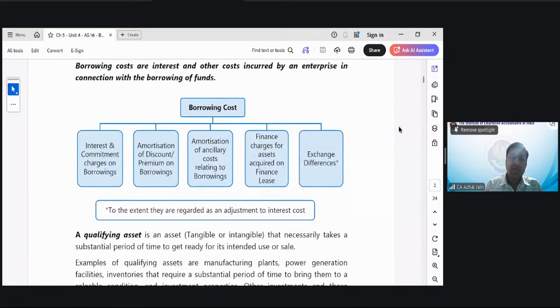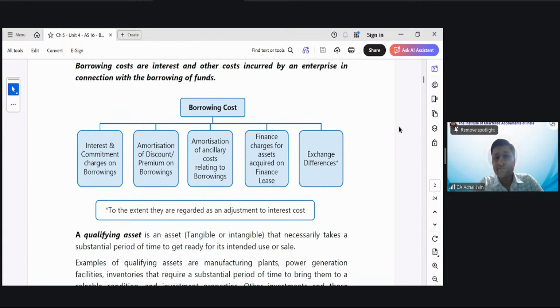Okay, now talking about borrowings. In relation to the borrowings, any cost which is incurred by the entity, one of the costs is very common, as we discussed, that is interest. That's what you call the cost of borrowing. Similarly, any cost which is incurred in relation to the borrowing is required to be assessed by the entity because it's not limited to interest.